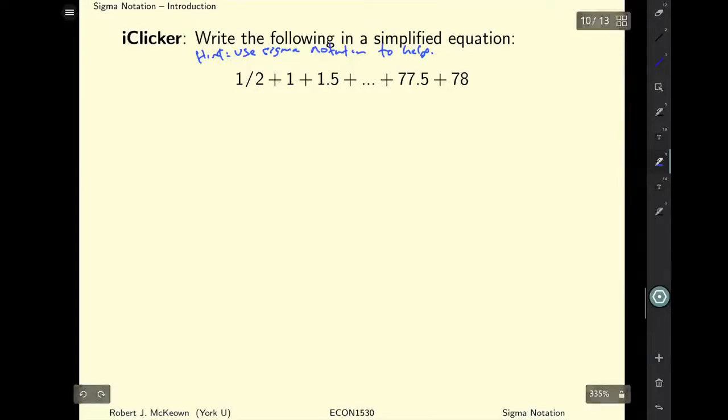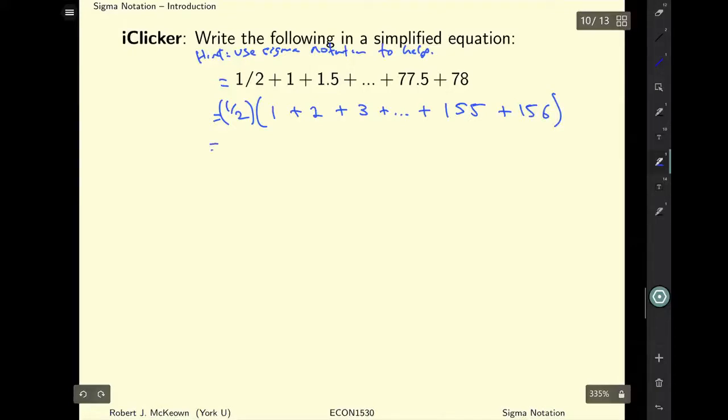This time we have a rather plain series, but it's got a common factor of 1/2. So if we want to solve this, we can take out the 1/2, and then we're going to get 1 plus 2 plus 3 plus dot dot dot plus 155. Oops. Oh no, that's right. Plus 156.